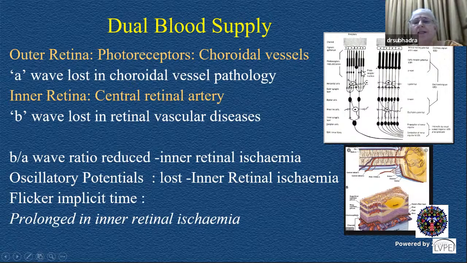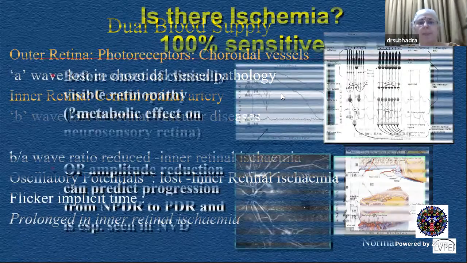Obviously, in cases with inner retinal ischemia, which is what we are interested in, the deep retinal ischemia, the B by A wave ratio will change. The oscillatory potentials uniquely come from the inner retina, so whenever there's an inner retinal ischemia, these will change. In the same way, the flicker retinal response, because it is from the ON cells, which are the highly visual acuity transmitting cells, will get affected in inner retinal ischemia. Whereas the A wave will be lost in the outer retinal ischemic conditions, mostly the choroidal vascular disorders.